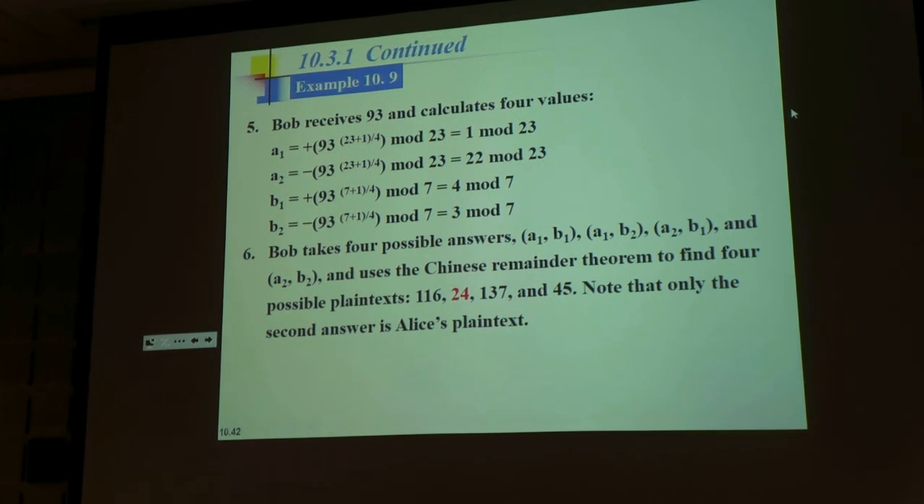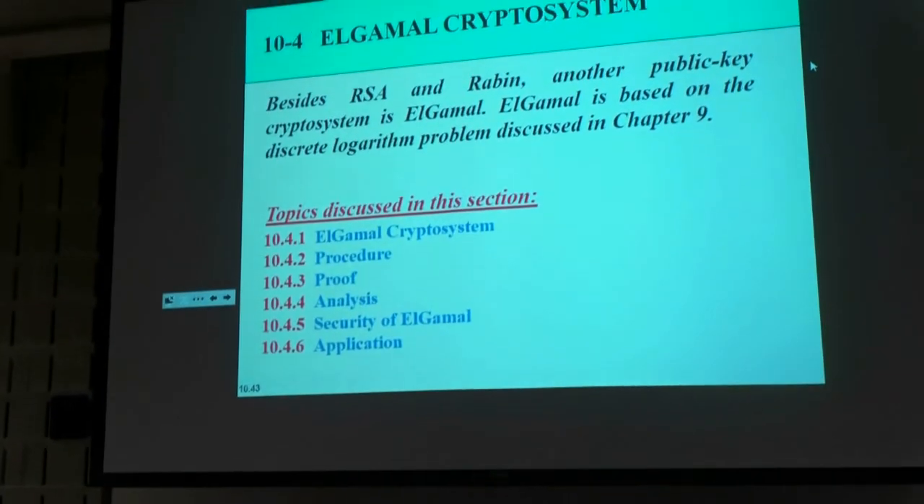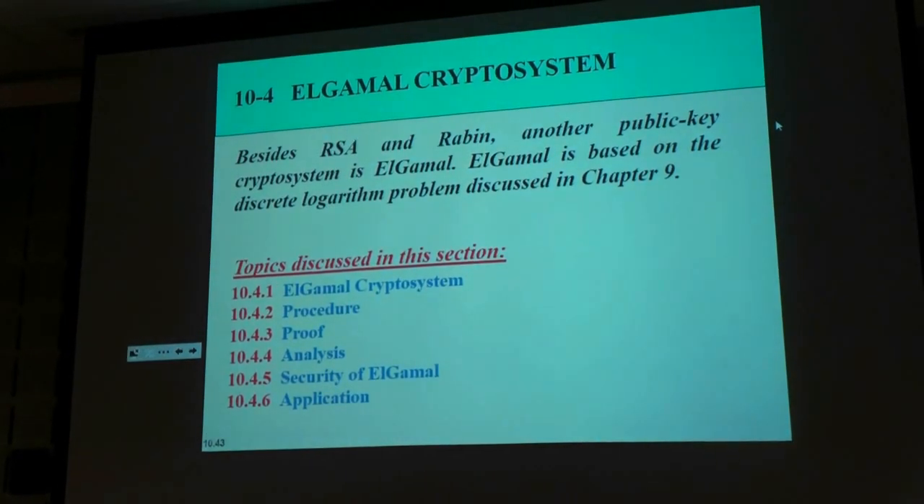All right. So what are the weaknesses of this? There is a limitation in the data you can send as plaintext, and there are four answers, so it's not deterministic. What is the advantage? It's lightweight. Okay. Let's talk about another technique called the ElGamal cryptosystem.